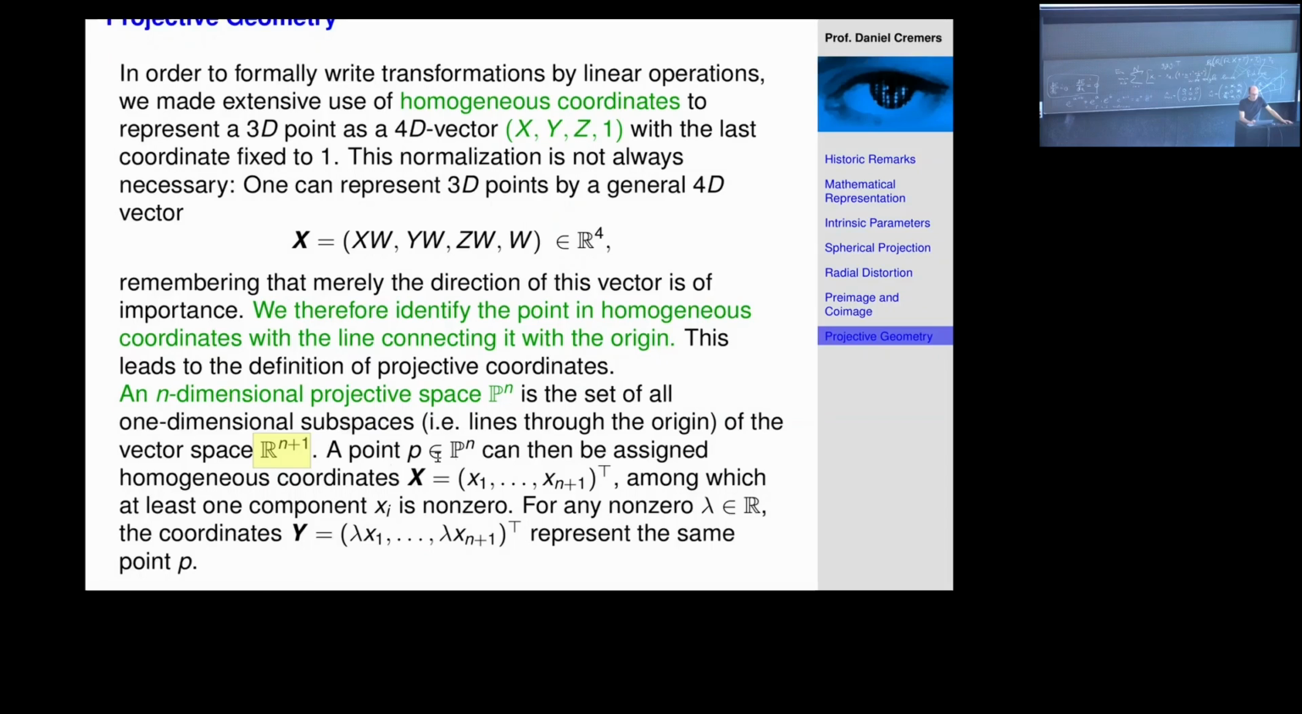A point in Pn can then be assigned the homogeneous coordinate vector x1 through x(n+1), among which at least one of the components xi is non-zero. For any non-zero lambda, the coordinates lambda x1 through lambda x(n+1) represent the same point, because it's along the same line. It's just a different point on the same line.